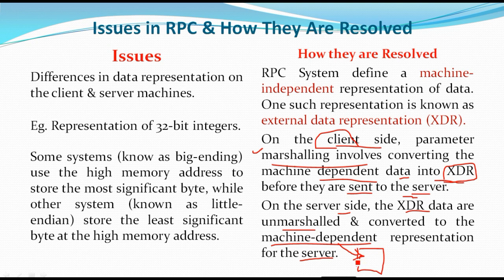In this fashion, with the help of XDR, we can represent the data in client and server machines. The client marshals the data and converts the machine dependent data into XDR, and the same XDR is received by the server side, unmarshalled and converted to the machine dependent representation for the server, so that the server can understand whatever the client has sent. In this fashion, the difference in data representation on the client and server machines is resolved.